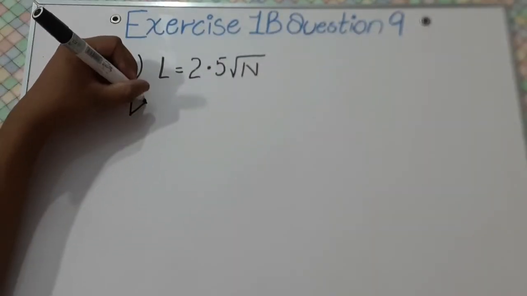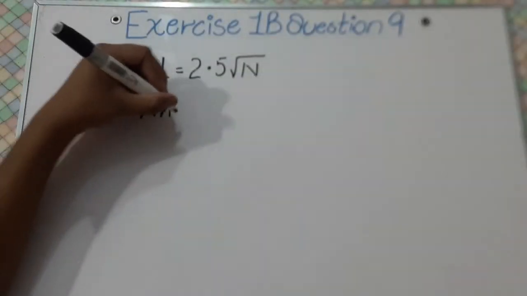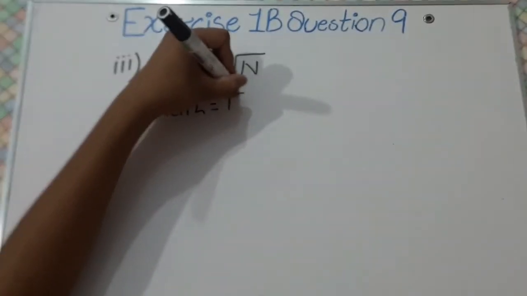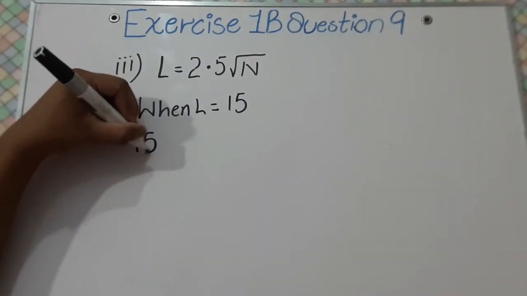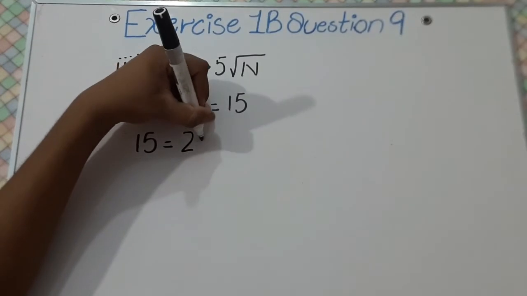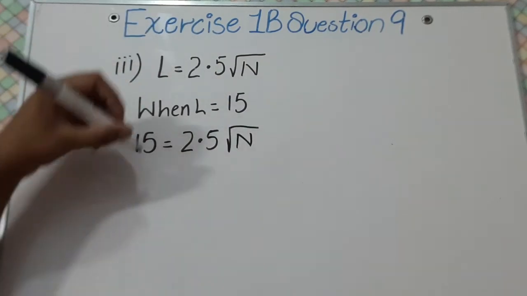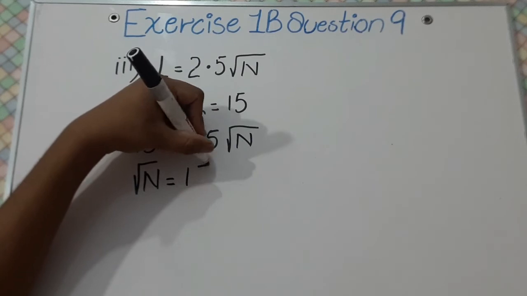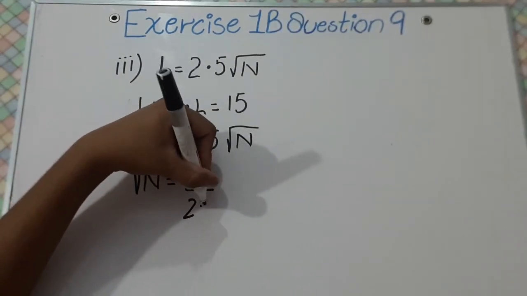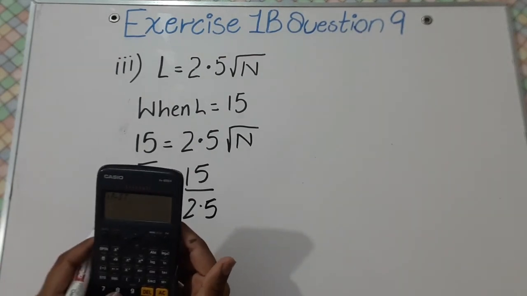So the value of L, which means the length, is 15, when L equals 15. So I'm going to put the values. The value of L is 15 equals 2.5 and then under root n. So I'm going to make n the subject. 15 would be divided by 2.5, and 15 divided by 2.5 is 6.